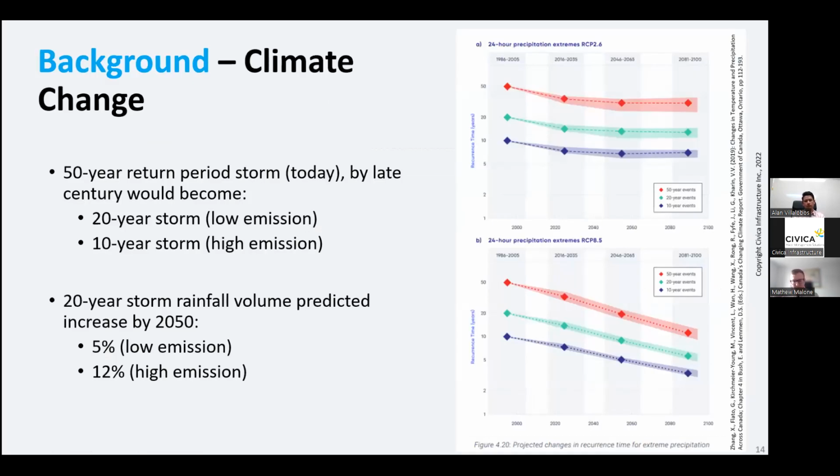Another thing to think about that we have to accommodate with our collection systems is the potential for larger storms. These are figures from Environment Canada, where by the late century, what you would consider a 50-year return period storm may become a 20-year storm or a 10-year storm. So these large, high-intensity storms are happening more frequently. Same with the volume of rainfall. There's an expected increase in the volume of rainfall with an increase in temperature and the clouds being able to hold more moisture. It stands to reason that as we increase temperatures with predicted changes in climate, we'll see larger and more intense rainfall events. So these are some of the pressures that our systems will experience now and into the future.